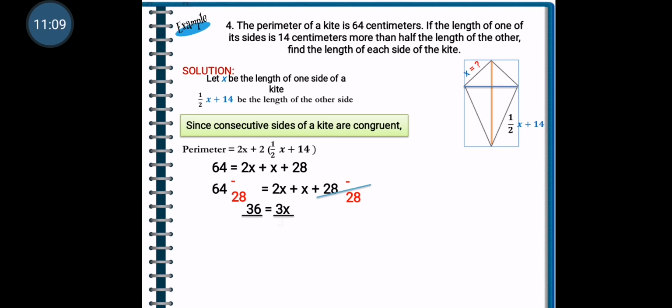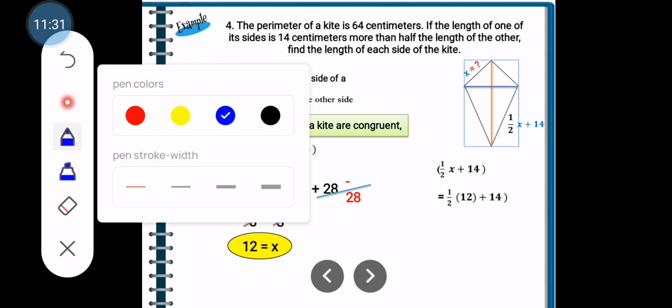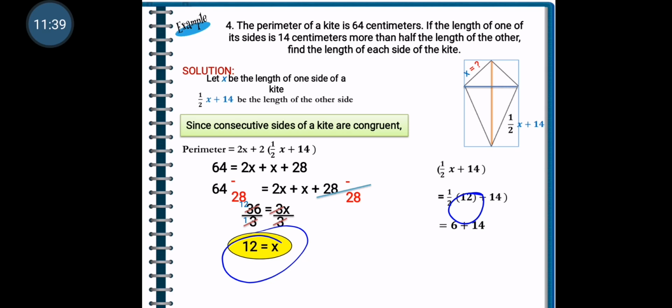Divide natin both sides by 3. So, 36 divided by 3. Kaya yung shorter side po ng kite natin is equal to 12. And since 14 more than 1/2 daw ng shorter side, so substitute natin. So, 1/2 times 12. So, itong 12 na to ay ang shorter side. Okay. So, 12 divided by 2 is 6 plus 14. So, therefore, yung mas mahabang side is 20. Kaya, yung x natin, the shorter side, is 12, and the longer side is 20.